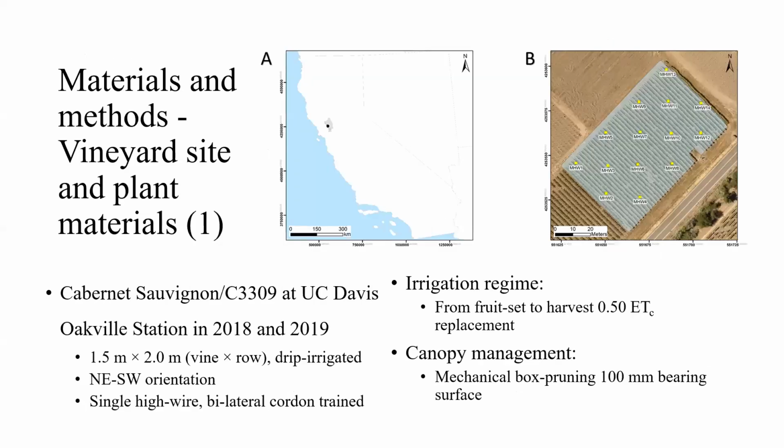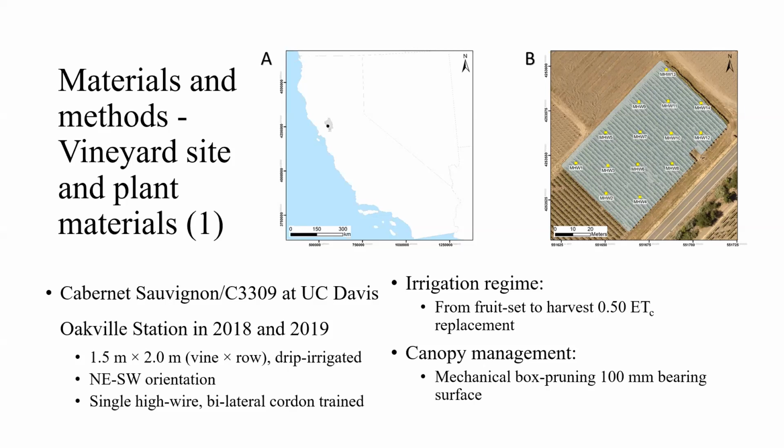So we have two vineyards in this study. I'll start with the first one, which is located in our Oakville station. This study was conducted in 2018 and 2019. The cultivar used in this study was Cabernet Sauvignon, grafted on 3309.